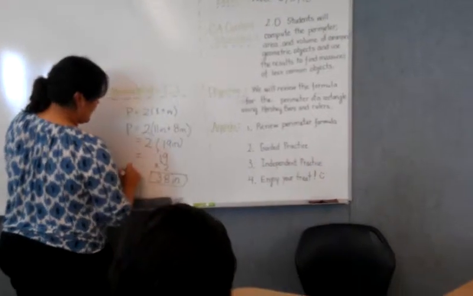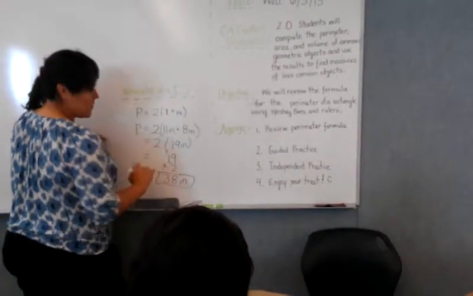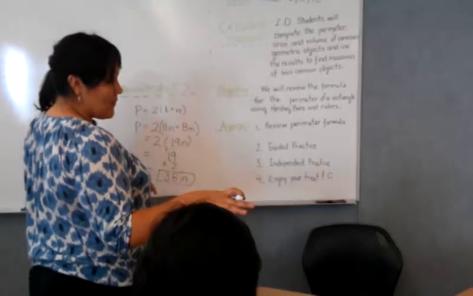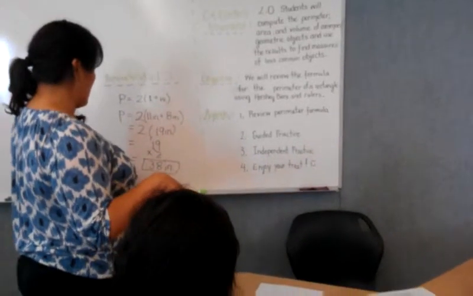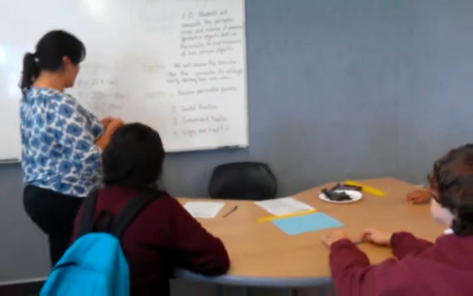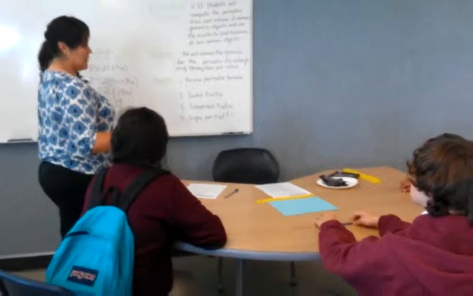So I would know that in order for me to build that fence, to keep my son safe, I know that my perimeter has to be 38 inches. So when I go to the store, I need to take that into account to know how much I need to buy, right?